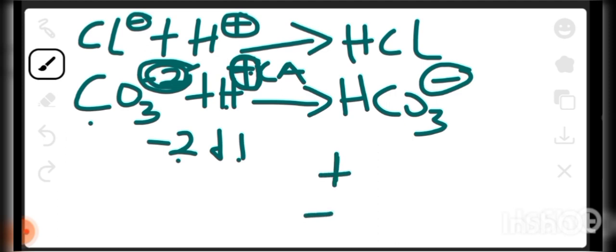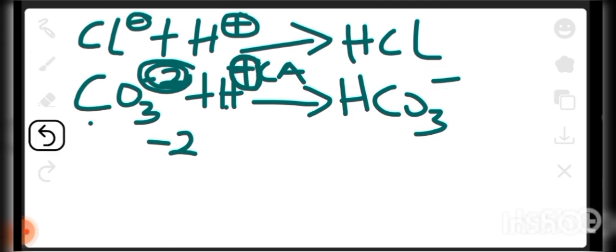Anytime you see plus, just take it as plus 1. Anytime you see minus, take it as minus 1. If it's 1, they will not write anything here. They just leave it like that. Take note of that. So that one is very important.